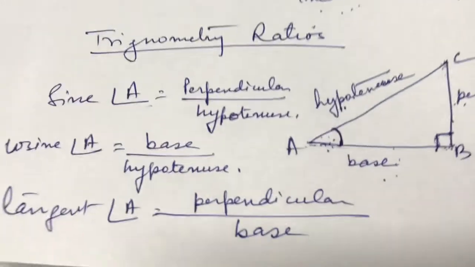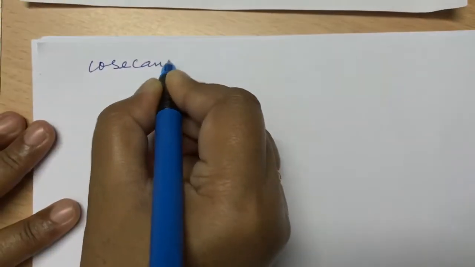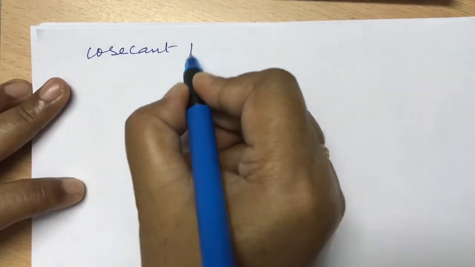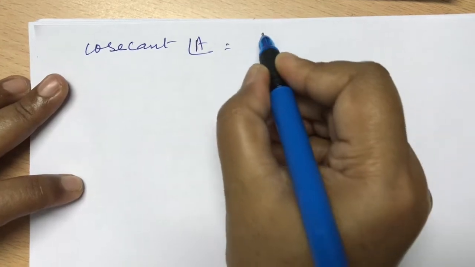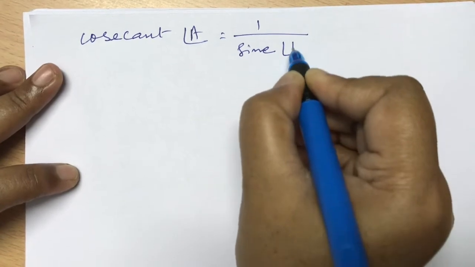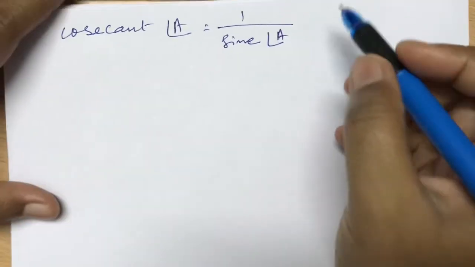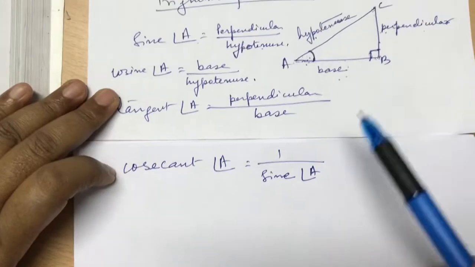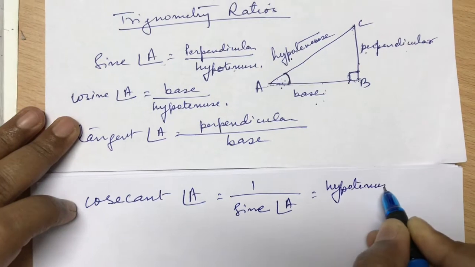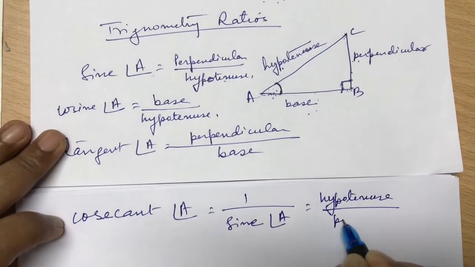And next, I'll keep the paper over here, and next we will go to cosecant. C-O-S-E-C-A-N-T. I'm spelling it, okay? Cosecant of angle A is equal to 1 by sine of angle A. Okay, so it will be how much? Hypotenuse by perpendicular. So I'm writing hypotenuse by perpendicular.